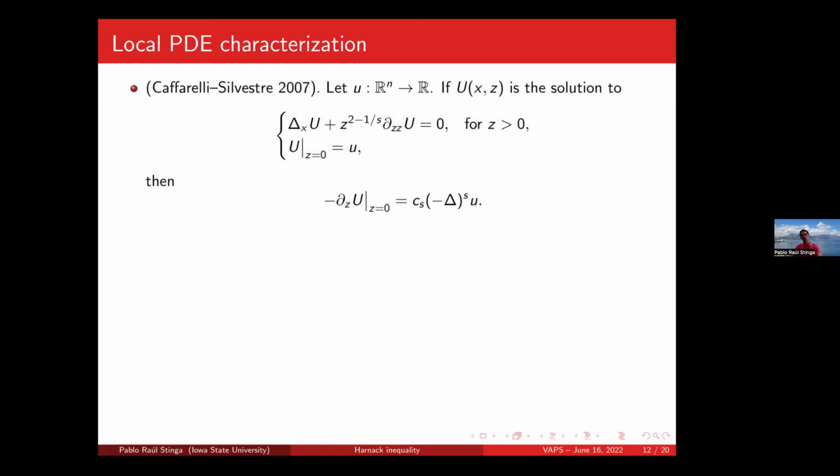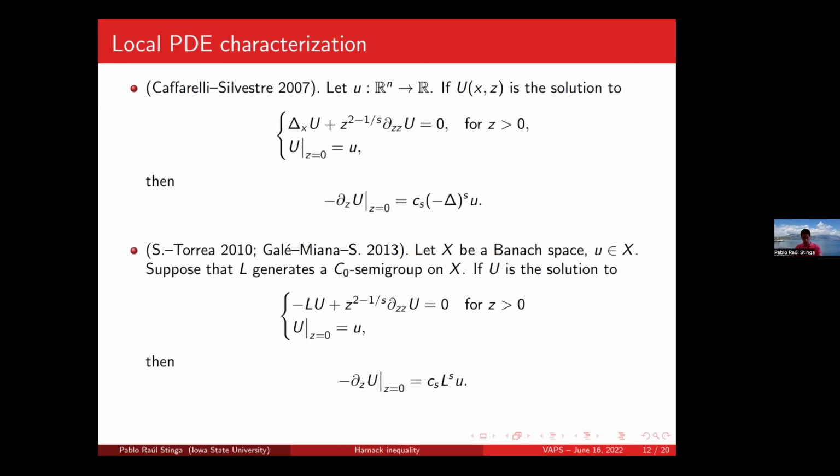equation for the extension. So you have this z to the 2 minus 1 over s appearing here, and then you take the normal derivative. Again, when you write this in non-divergence form, the conormal derivative condition in the divergence form changes into just the normal derivative. At z equals 0, you recover the fractional Laplacian. So that's Caffarelli-Silvestre. They proved this with the Fourier transform. But later, with Torrea, first for Hilbert spaces, and then with Galé-Miana for Banach spaces, we proved that this extension is a very general thing.